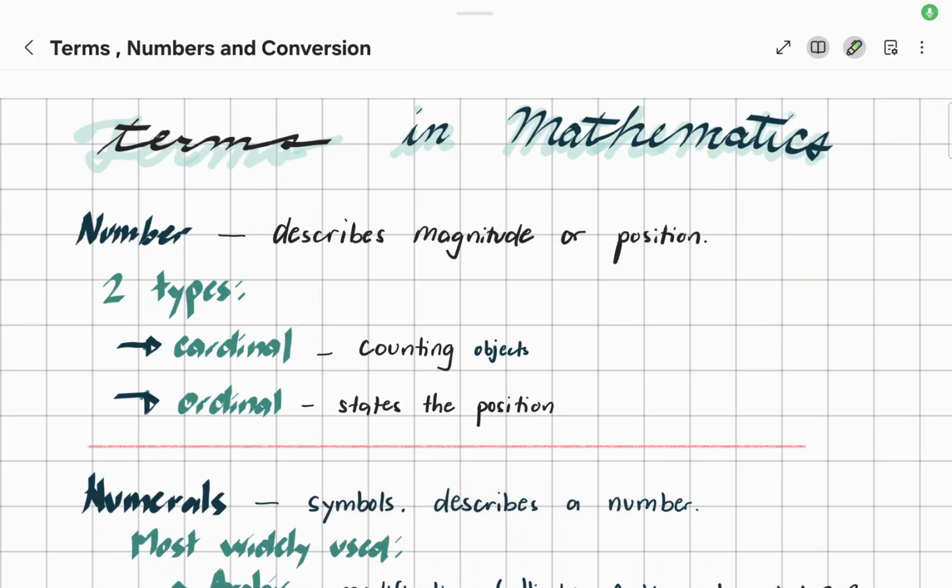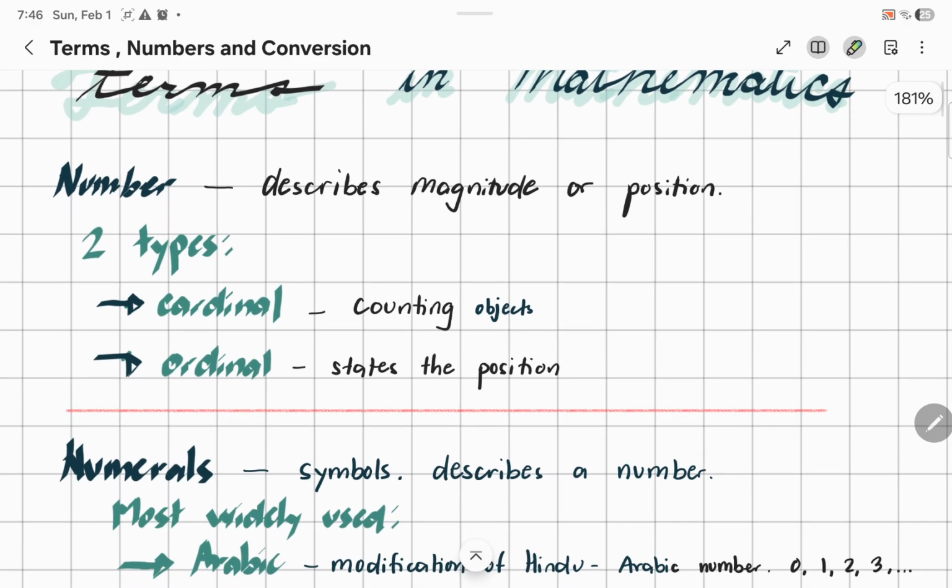Good day everyone. So today I'm going to explain the terms in mathematics. These are the terms, numbers, and conversions. So let's begin with the definition of a number. A number describes a magnitude or position.